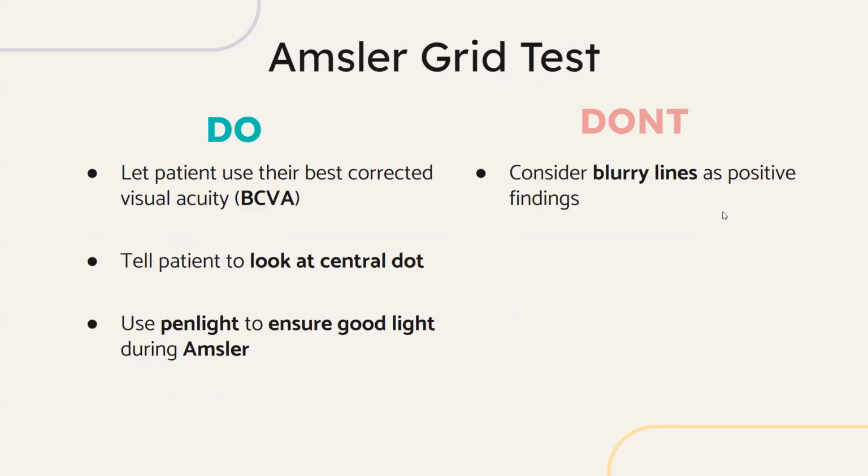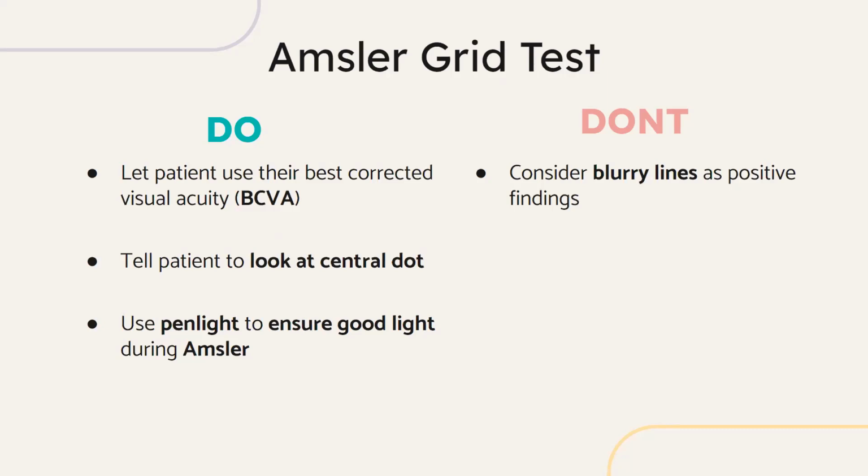With the Amsler grid testing, be sure to always let the patient use their best corrected visual acuity. So, for example, mas malinaw yung patient with the glasses, edi let them wear their glasses during yung Amsler grid testing. And then tell the patient to always look at the central dot during the Amsler grid testing, and again to use the pen light to ensure good lighting.